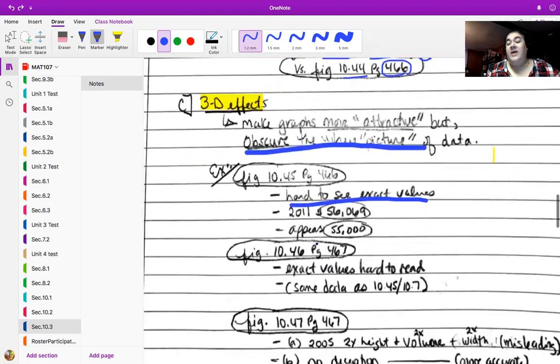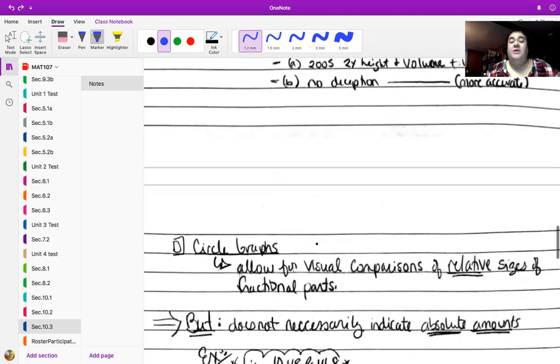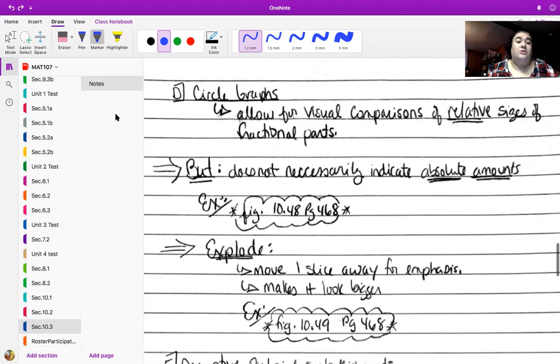All right, so that is something to be aware of when it comes to the 3D. Now we're going to look at circle graphs. Okay. Circle graphs or pie charts are really great because they allow for visual comparisons, and here's the thing that you need to remember, pie charts are always relative comparisons, meaning we're always dealing with percentages, okay? Pie charts, that's how we create them. We create them by talking about percentages and fractional parts. So they can be very useful for that.